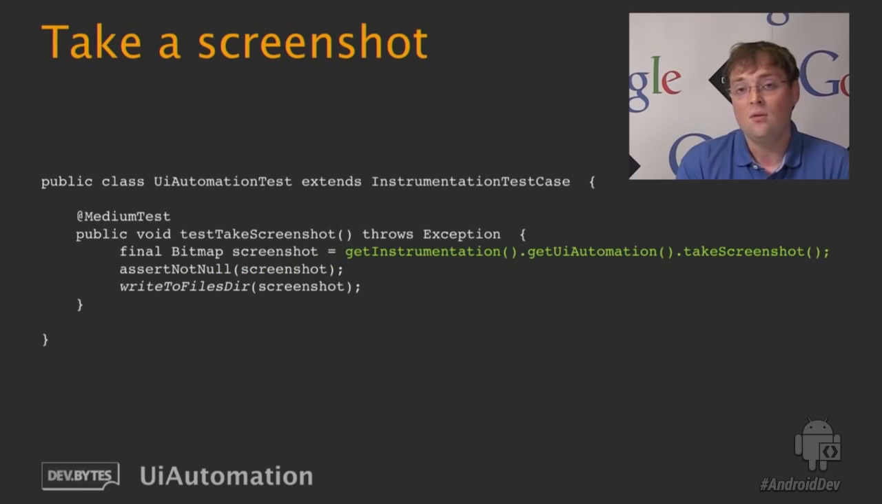Another cool feature which UiAutomation introduces is to capture screenshots using the instrumentation framework. In order to retrieve a bitmap of the current screen content, we have to call takeScreenshot, which returns a bitmap object, which then can be written to the file system.